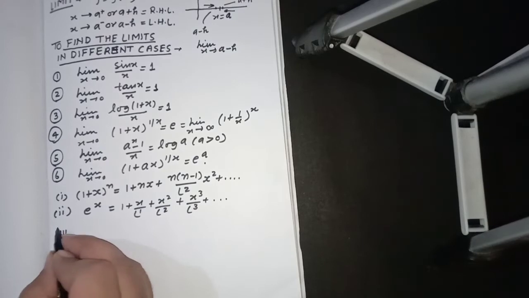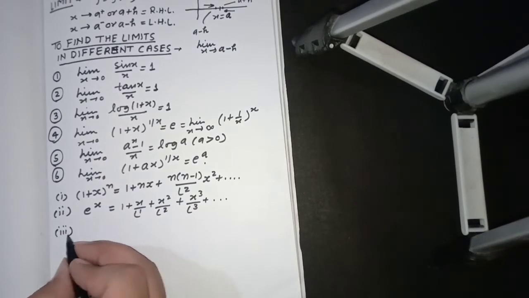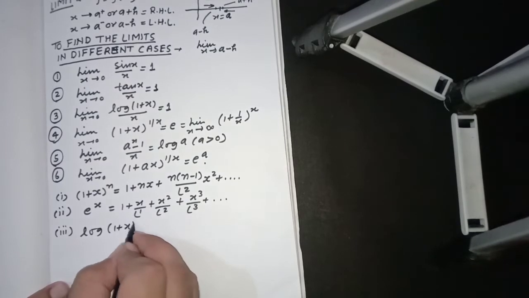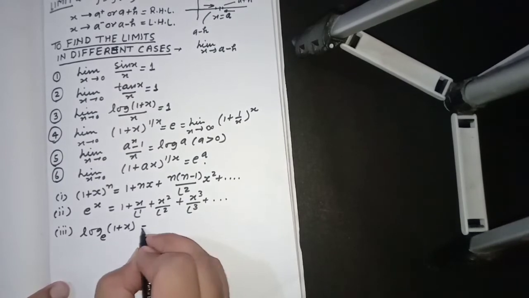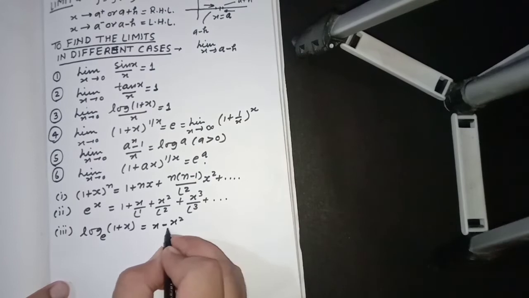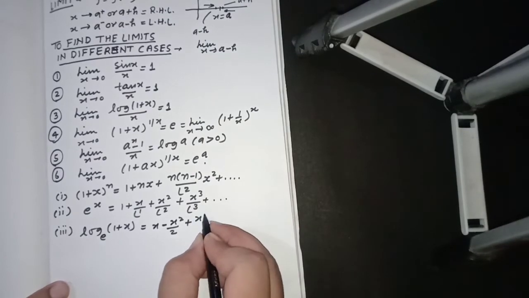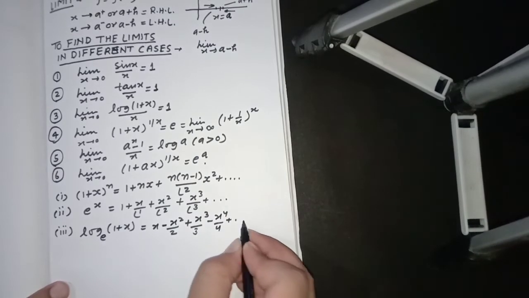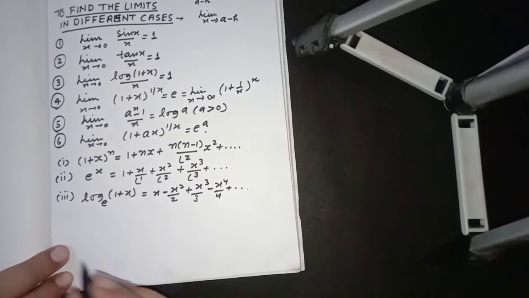Similarly, number third, that is log(1 plus x) base e, will come out x minus x square upon 2 plus x cube upon 3 minus x power 4 upon 4 plus and so on. And a power x is also there.